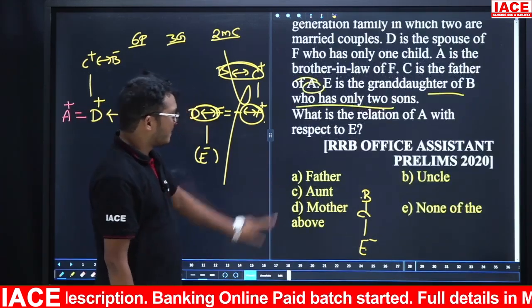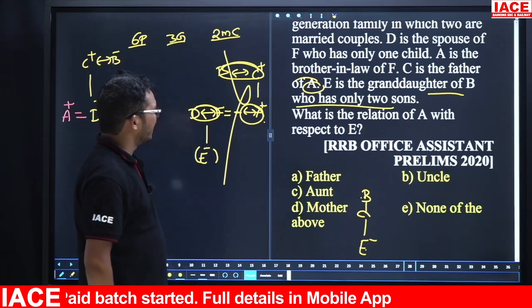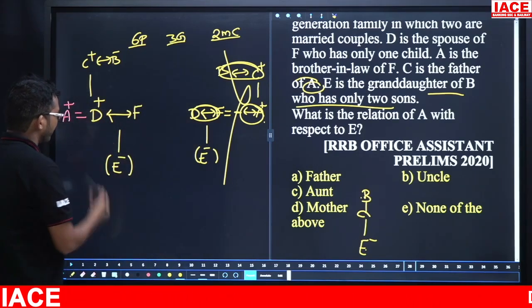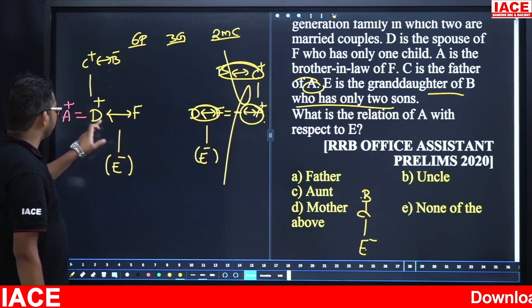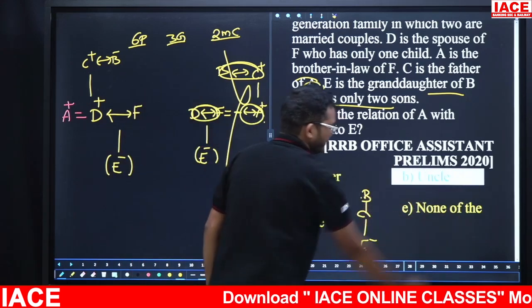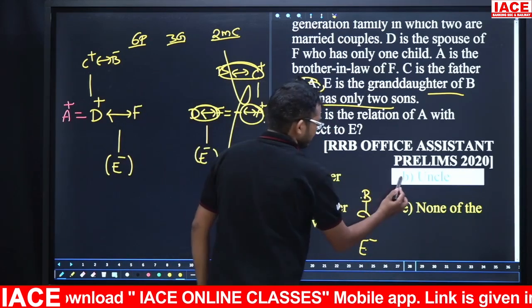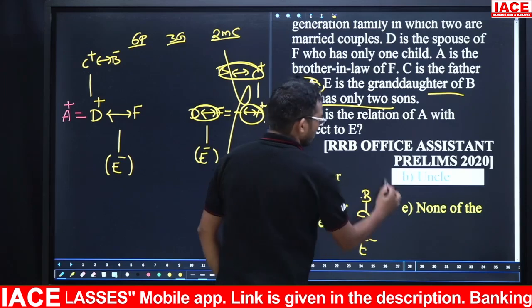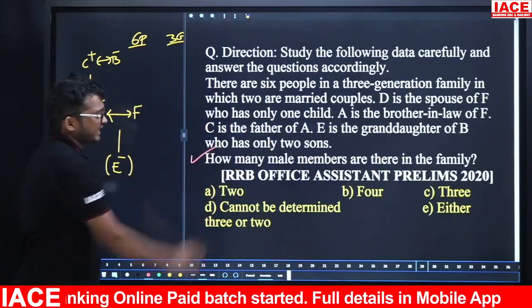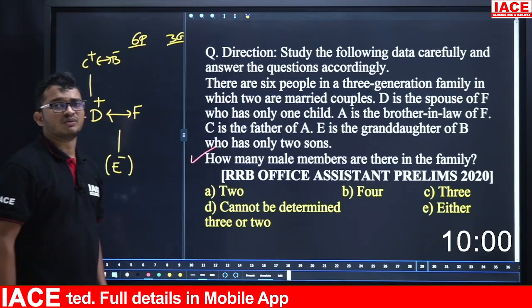Now take the question. What is the relation of A with respect to E? E's father is D, and D's brother is A. So father's brother is uncle. So the answer is option B. Take the next question. Your time starts now.